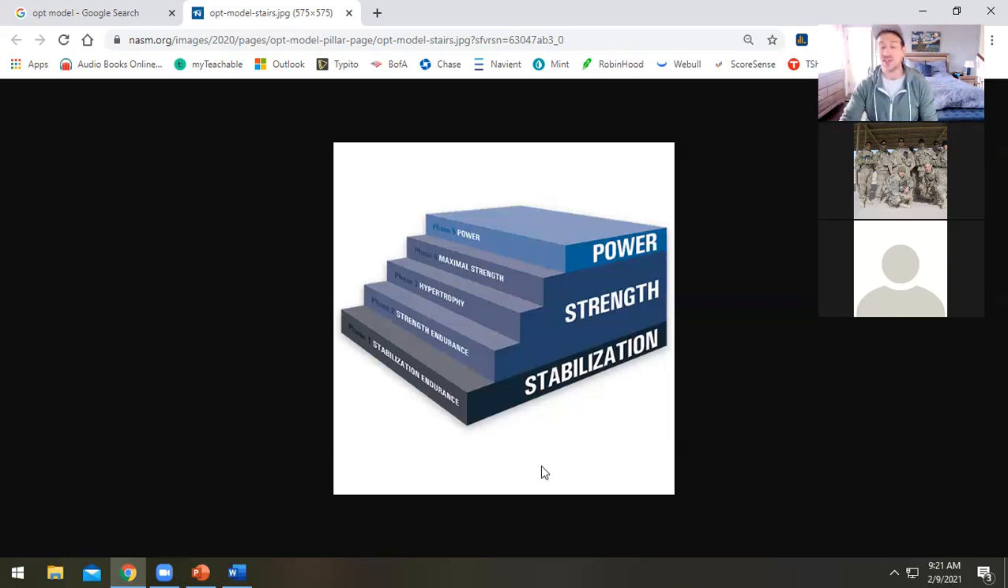And that's why you can see this is a staircase, right? We build our foundation on stabilization, and then we build on that foundation and we take the stabilization and we turn it into strength. Now it's like, okay, great. My shoulder knows how to perform abduction properly. My body knows how to move the way it's designed to move now, right?